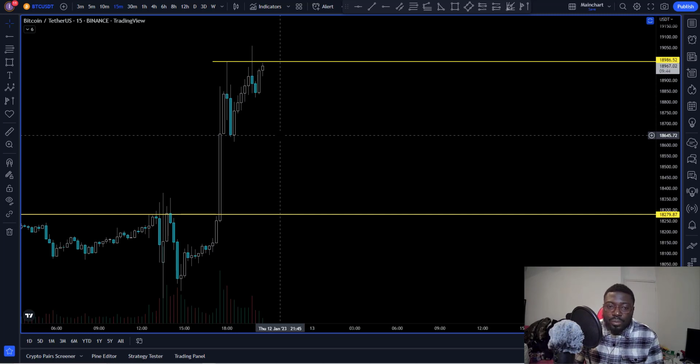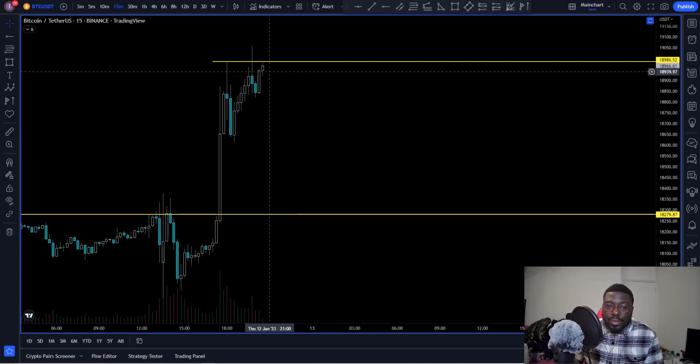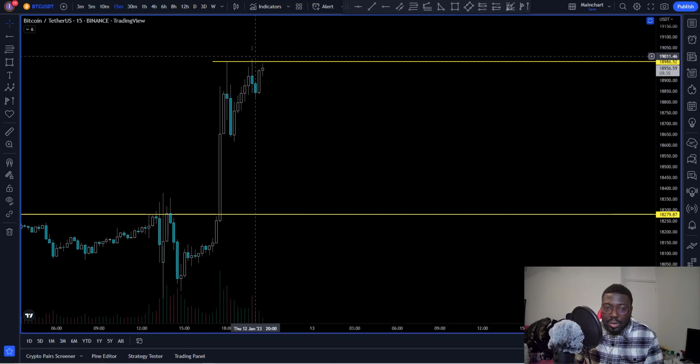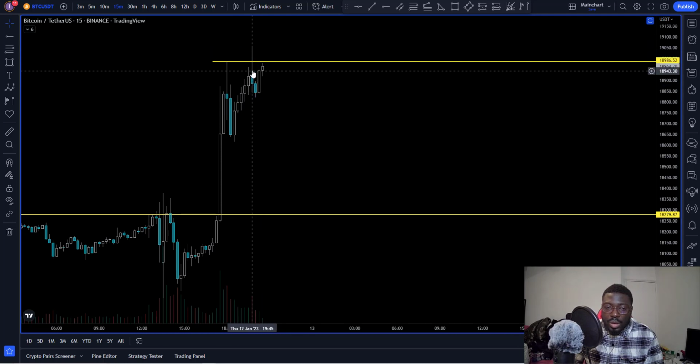Okay, because we came back and kept going to the upside. This could be a big sell order, a big whale selling Bitcoin right here, which could actually cause the market to drop like this.